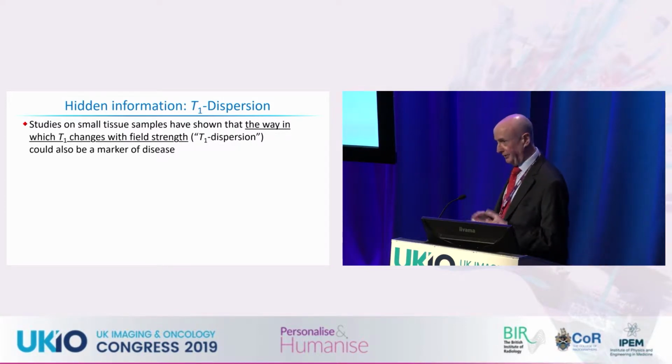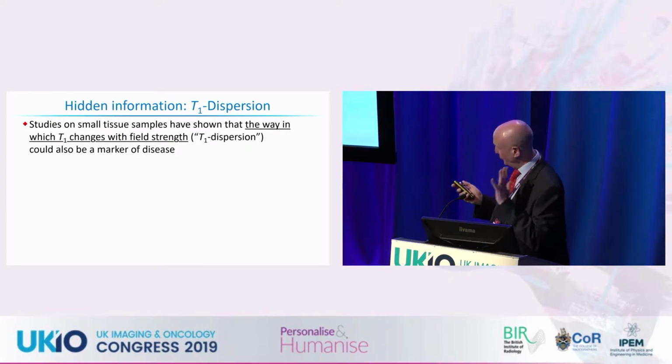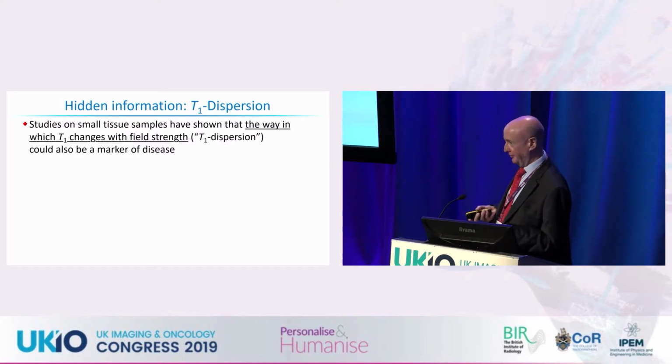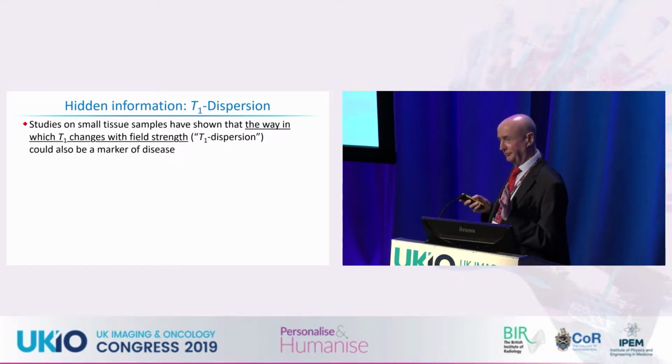What's less known, even in the MRI community, is that the way in which T1 changes with magnetic field, and that's called T1 dispersion, can also be a marker of disease. So this is known because in various labs around the world, people have taken small samples of tissues, normal tissue and diseased tissue, from animals and indeed from excised human tissues from surgery, and they've measured how the T1 relaxation time of those tissues changes with the strength of the magnetic field. Now, you can't do that on a standard MRI scanner, but you can do it on a laboratory NMR instrument if it's set up in the correct way.